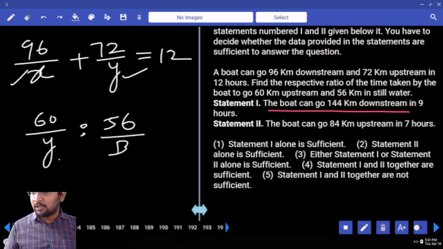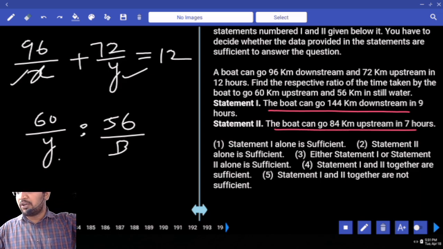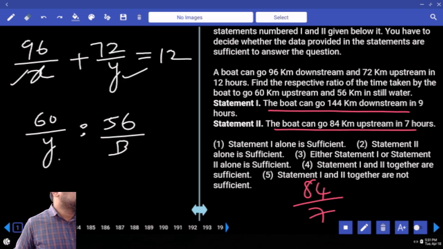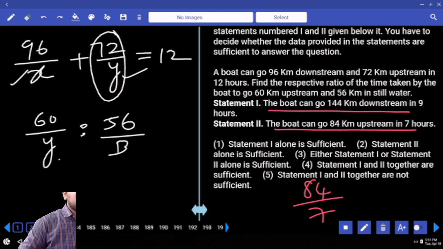The second statement says a boat can go 84 kilometers upstream in 7 hours. 84 kilometers in 7 hours is nothing but 84 by 7, so you will get the upstream speed. Once you know the upstream speed, if you substitute here, you will get X. Once you can get X and Y, you will get B. Then once you can get B, you substitute it here, and you will get the ratio.